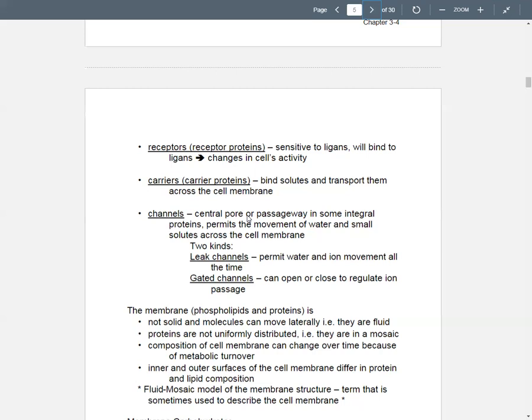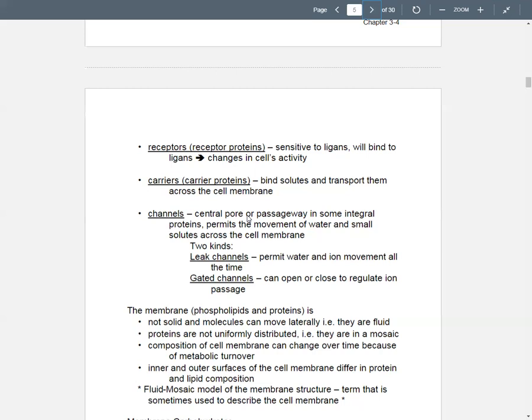You see a couple different kinds of channels. They can be leaky channels, which allow water movement and ion movement all the time. So they can basically be open all the time, or they can be gated, which means under certain conditions they're open, under certain conditions they're closed. Does that make sense? Either they're open all the time or they're only open some of the time. We'll talk more about gated channels in a later chapter.